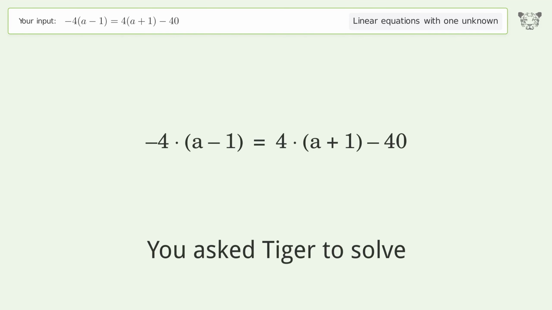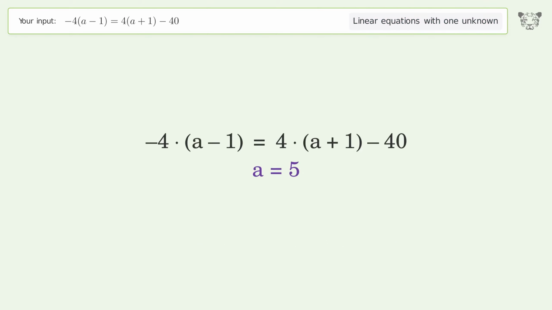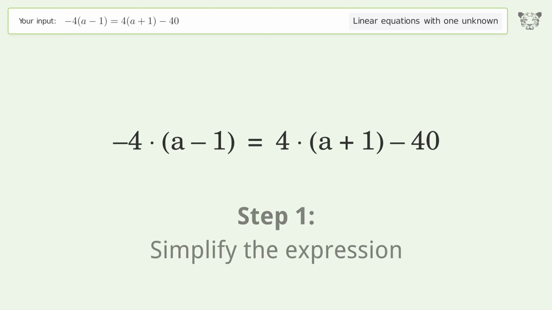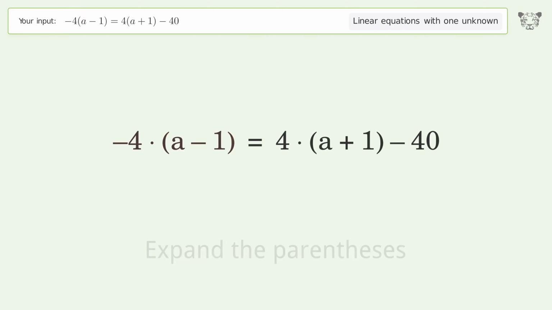You ask Tiger to solve this. It deals with linear equations with one unknown. The final result is a equals 5. Let's solve it step by step. Simplify the expression. Expand the parentheses.